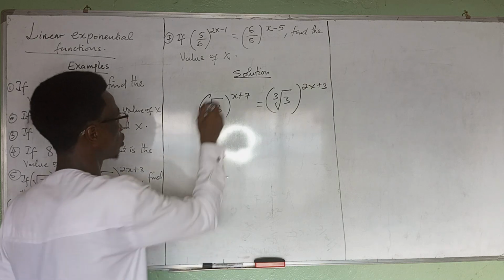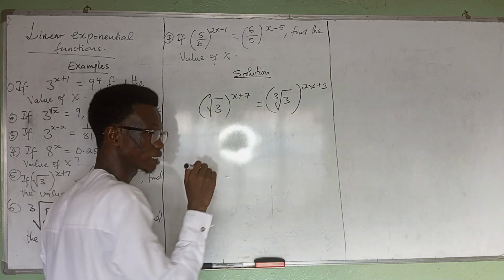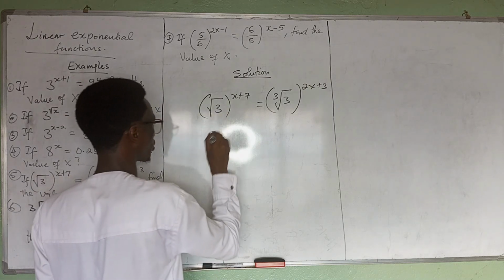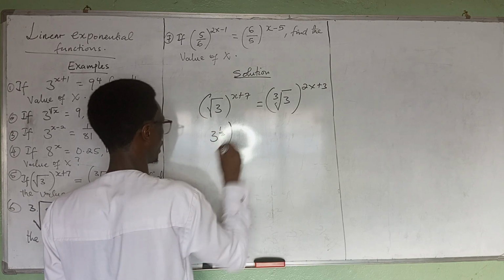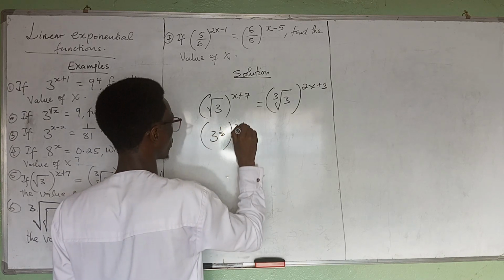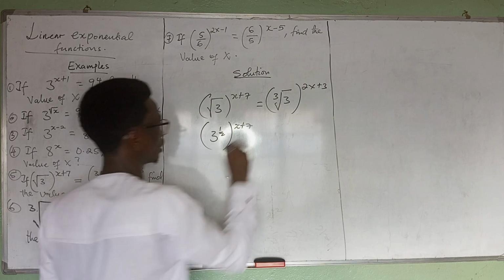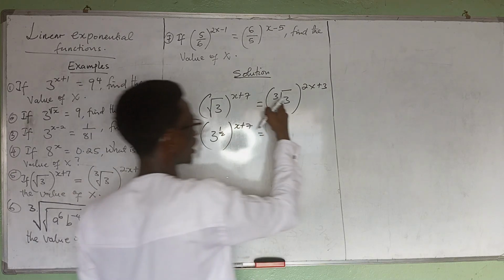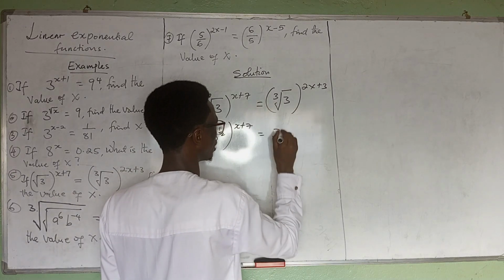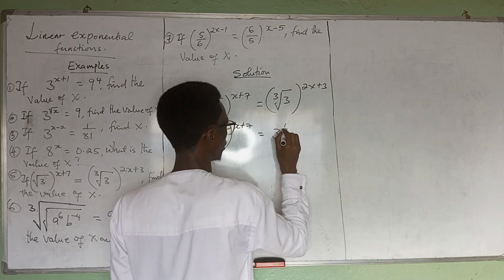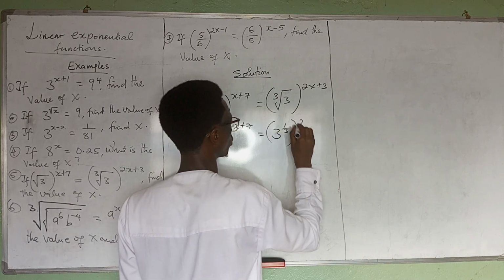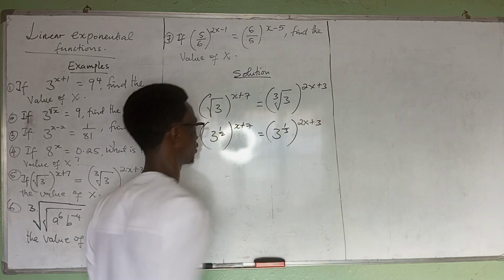Root 3 is the same as 3 raised to the power half. So this becomes 3 raised to the power half, then everything here raised to x plus 7, equals the same thing here. The cube root is the same as 3 raised to the power 1 over 3, and everything here raised to 2x plus 3.